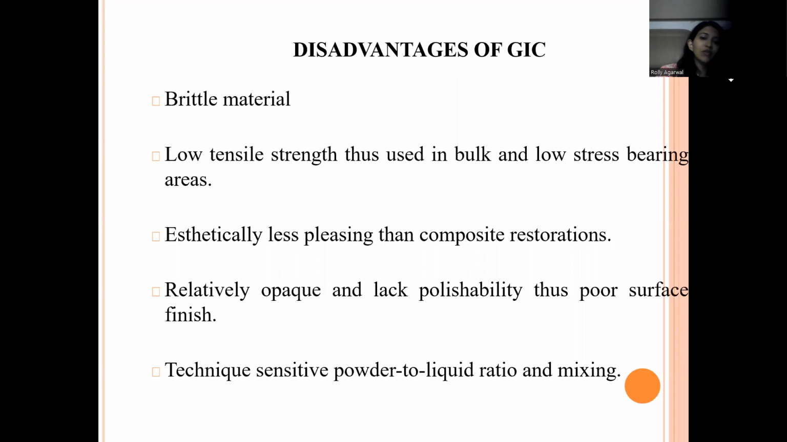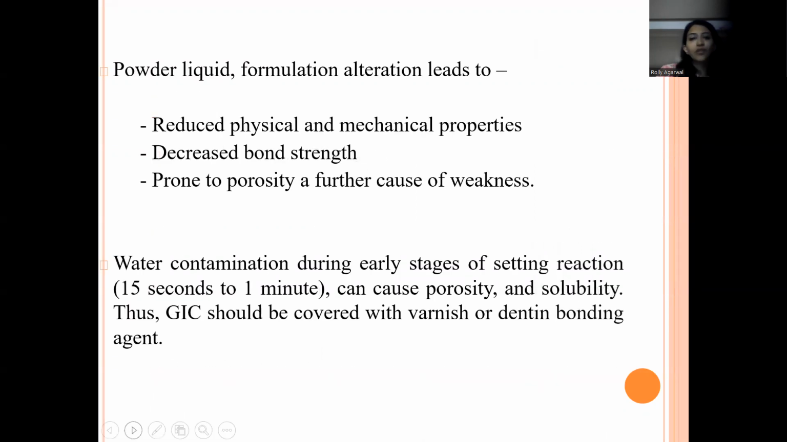Aesthetically, it is less pleasing than composite restorations, relatively opaque and lacks polishability, thus poor surface finish. It is technique sensitive: powder to liquid ratio and mixing. Then you have to protect it from moisture. You have to place it in the appropriate stage so that there is formation of a chemical bond.